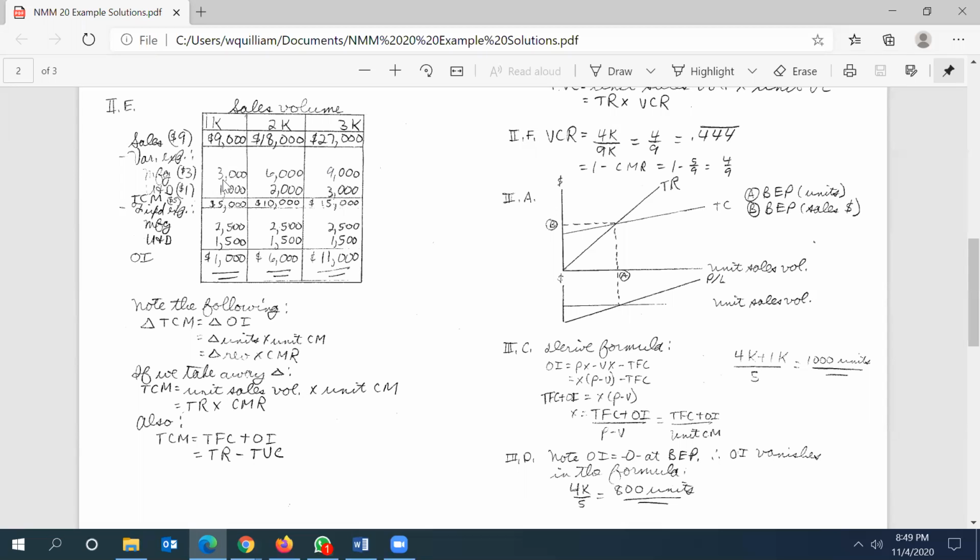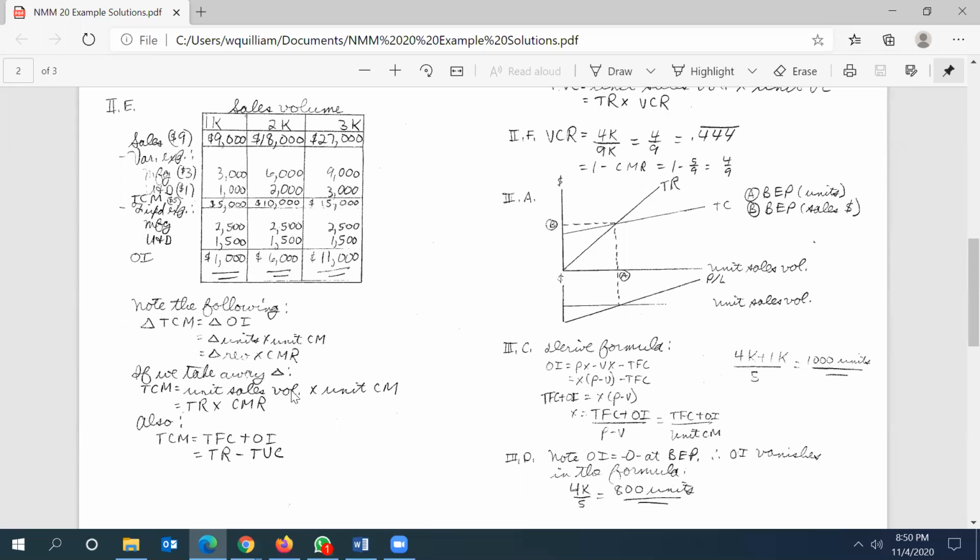So again, I messed up. The change in total revenue is $9,000 a pop. If we multiply that by 5/9, the contribution margin ratio, we'll get, sure enough, the change in total contribution margin from column to column of $5,000. And again, any change in total contribution margin equals a change in operating income.